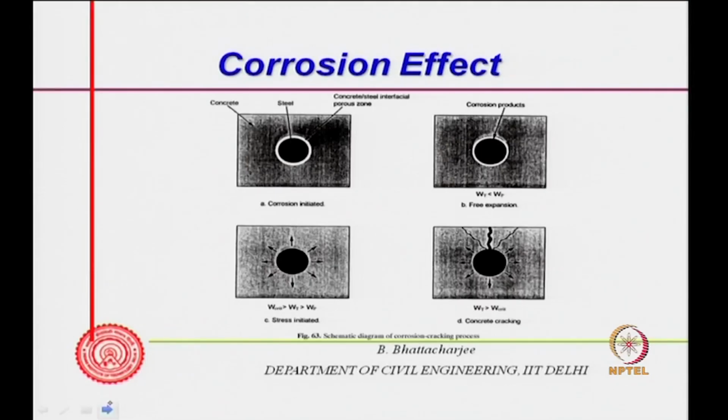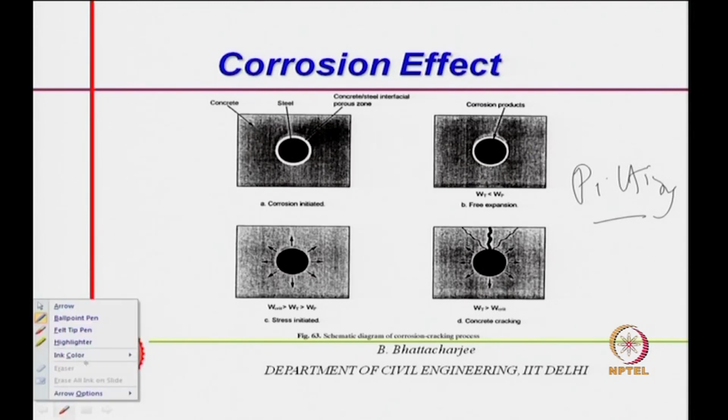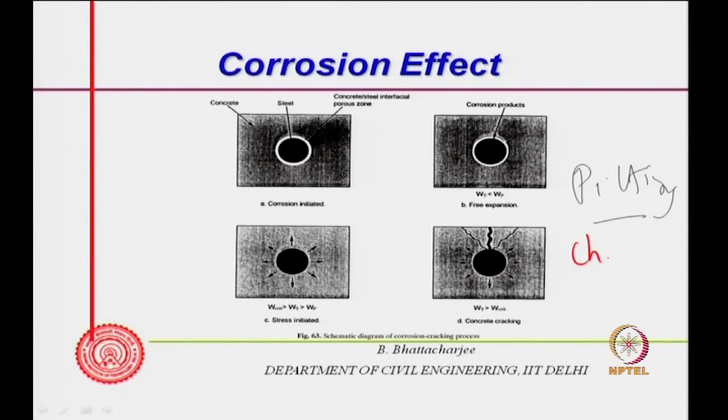Let us see the effect of corrosion. There are two types of corrosion: pitting corrosion and general corrosion. Pitting occurs if the chloride is coming from outside, chloride ingress. Now, in pitting, the mass loss is very severe.